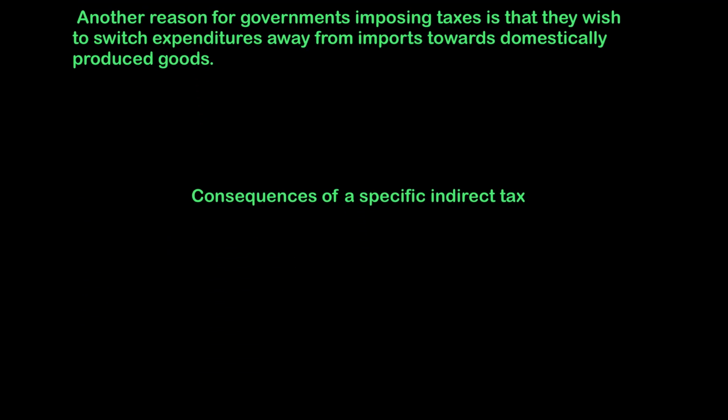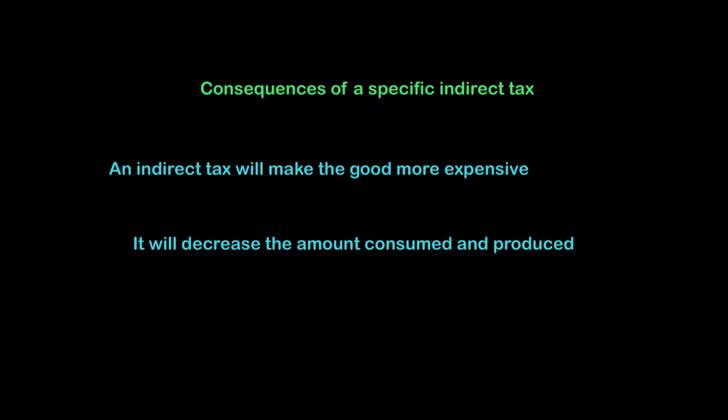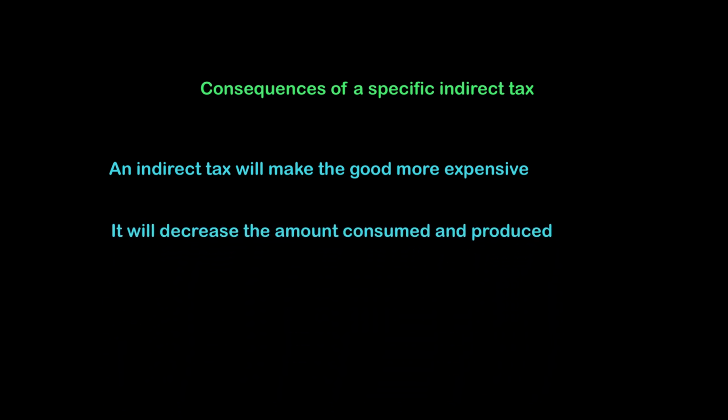Let's now look at some of the consequences of indirect taxes. Well, we'll soon see with the diagram that the indirect tax will make a good more expensive. As we said earlier, it will result in the cost of production going up, and therefore the price of the good will go up. Not only that, it will also decrease the amount which is going to be consumed and produced, because it's like a rise in the cost of production, and consumers will find the good to become expensive and they may cut down on the quantity consumed.